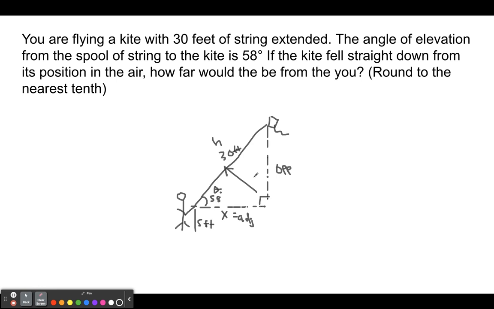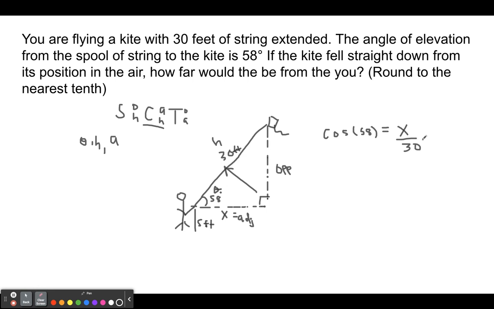Okay, so thinking about what we know, I know theta and I know my hypotenuse. I want to know the length of my adjacent side. So again, thinking about SOH CAH TOA, with A and H, I should be using cosine. So cosine of 58 degrees is equal to adjacent over hypotenuse. Adjacent is x, hypotenuse is 30.